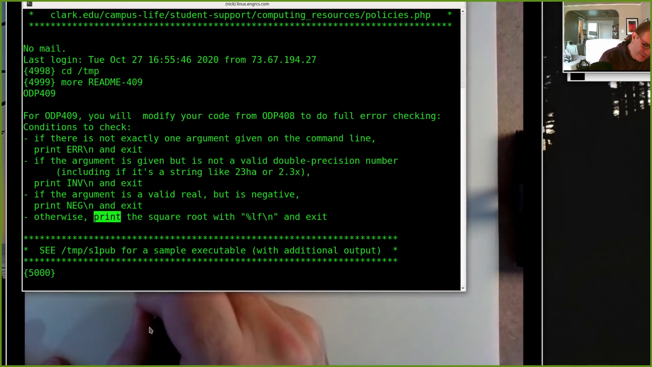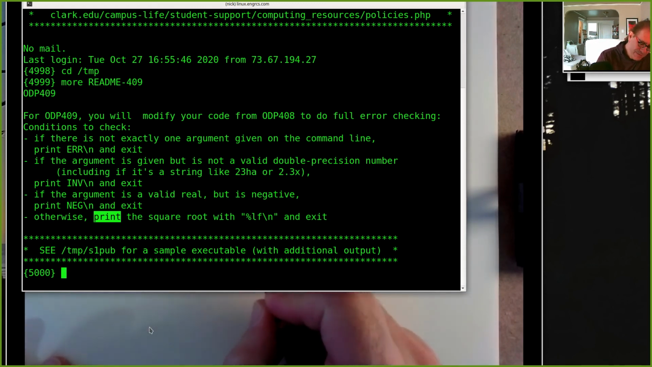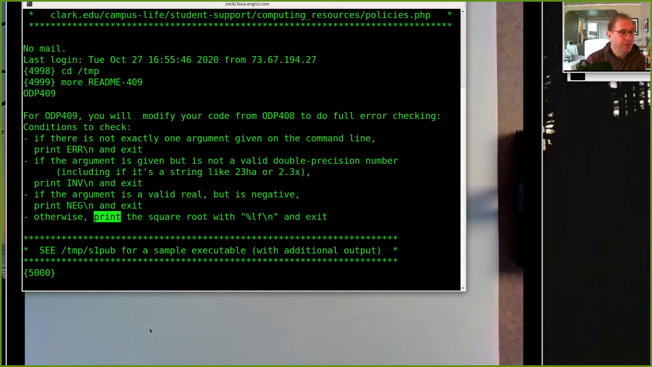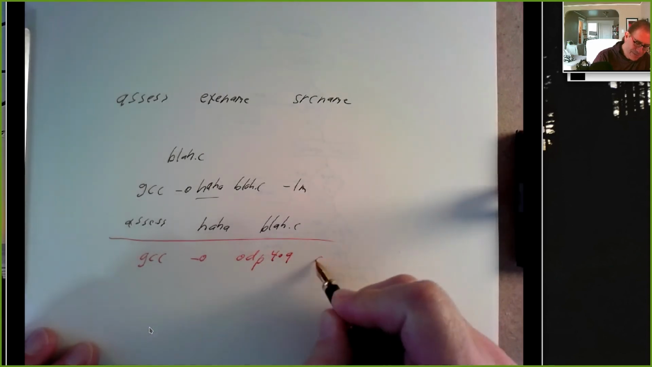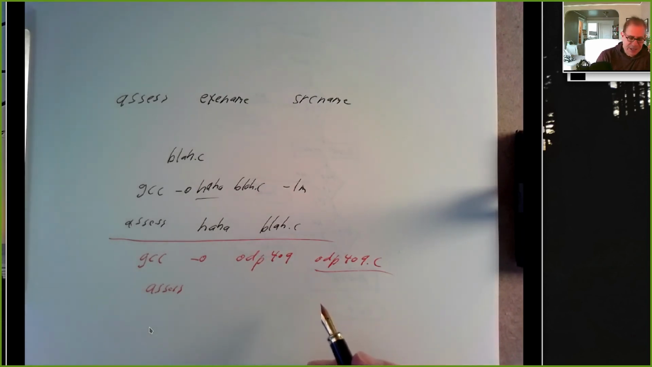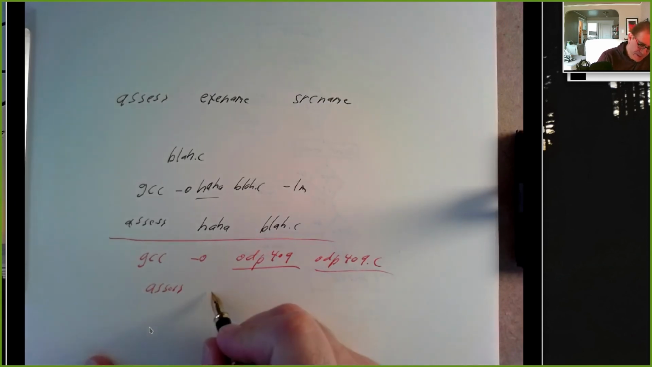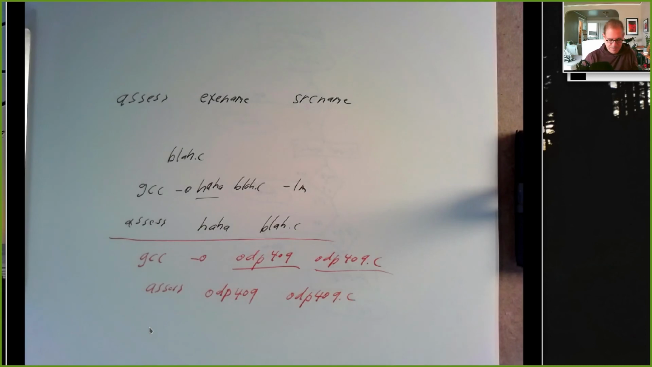So for 409, call your program ODP 409.c, and compile with gcc -o ODP 409 ODP 409.c. Right? So you know exactly what program you're working on. You can keep this around. It's not going to interfere with some other main.c that you write. You have the executable, and it's not going to get stepped on by some other ODP. And your assess command is now completely unambiguous: executable name, source program name.